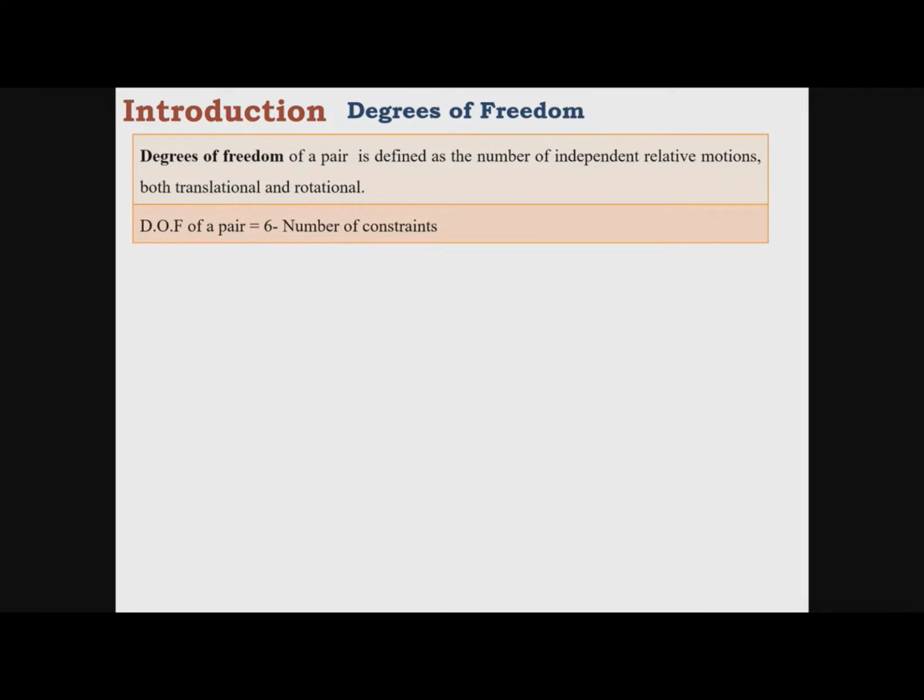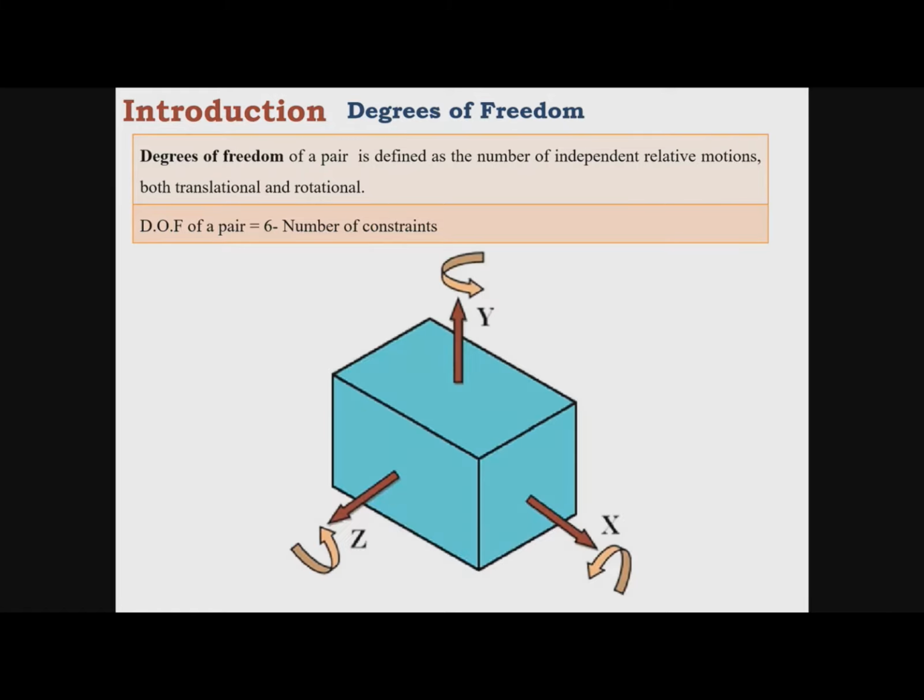Degrees of freedom are independent motions that a body can have. So if we consider a body which has no connections or a body in space, it can have translation in x, y and z directions, and it can rotate about x, y and z directions. So a body in space will have 6 degrees of freedom. So 6 degrees of freedom minus the number of constraints imposed on the body will give us the degree of freedom of a pair.